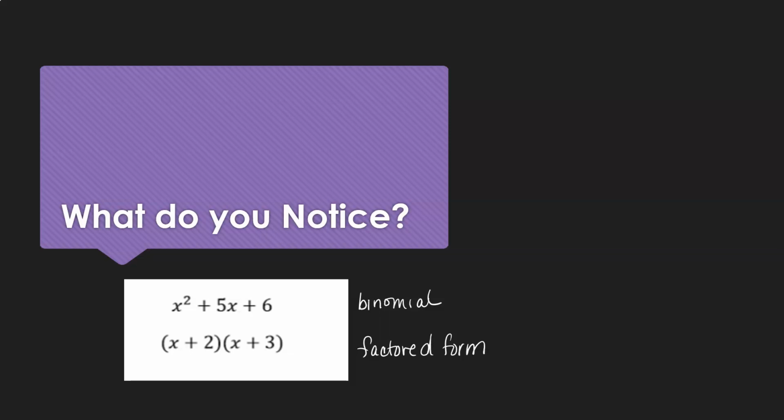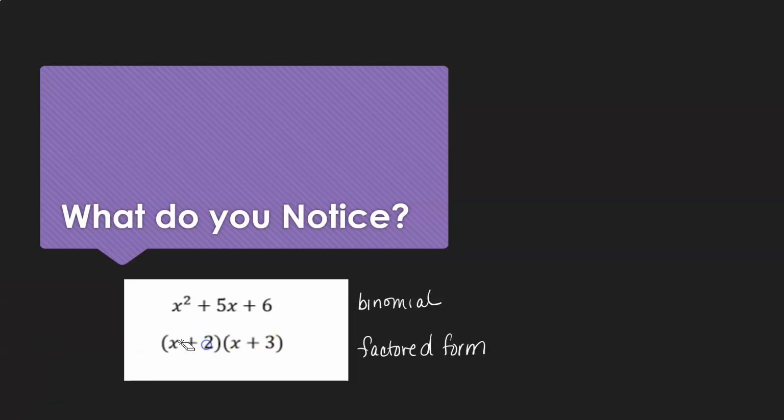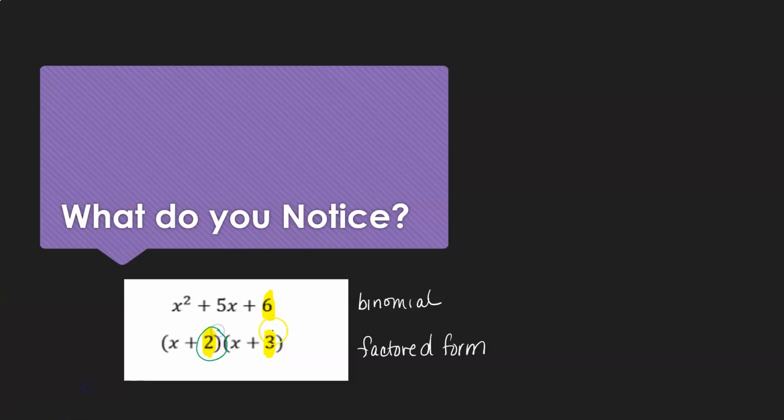So if you look, let me take a highlighter here. The product of the last 2 terms is equal to the last term of the trinomial. So 2 times 3 is 6. Okay? If you also look at the relationship, if you add these together, they equal the center term. 2 plus 3 is 5. So that's the relationship between the two.